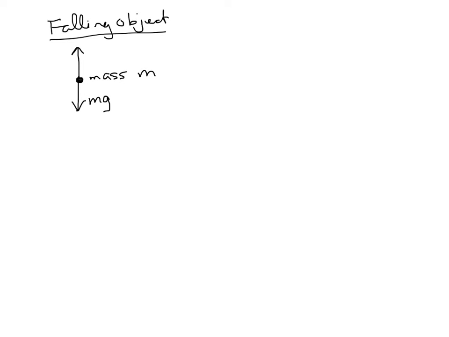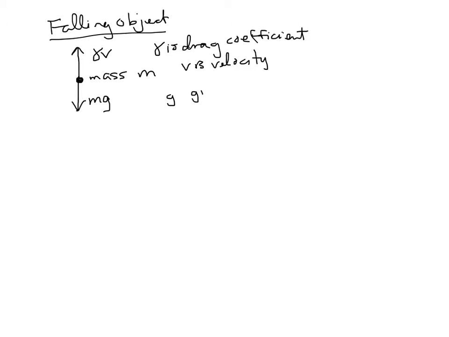So that drag force is represented by some drag coefficient, I'll use gamma, times velocity. So in here, gamma is our drag coefficient, and V is velocity. M is mass, and I have not yet said that G is gravity. All right, now Newton said that if we have a force, any force is equal to mass times acceleration. So forces have to equal each other.